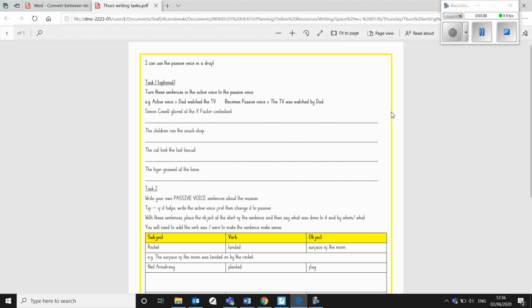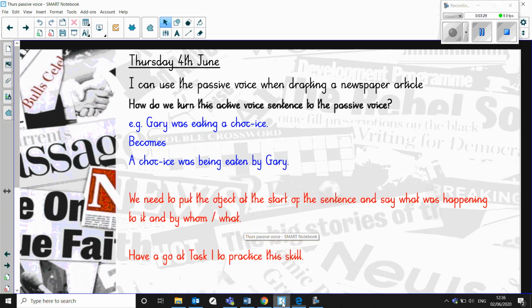So, Simon Cowell glared at the X Factor contestant. Our subject is Simon Cowell. The verb is glared, and the object is the X Factor contestant. So we need to flip the order and put the word by into that sentence. Have a little go at a few of those for me. Okay.